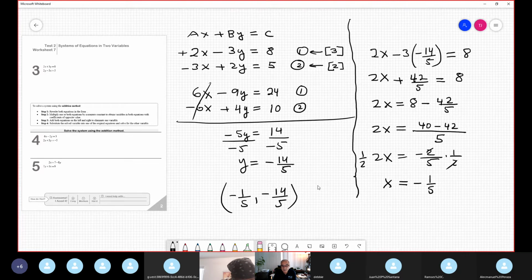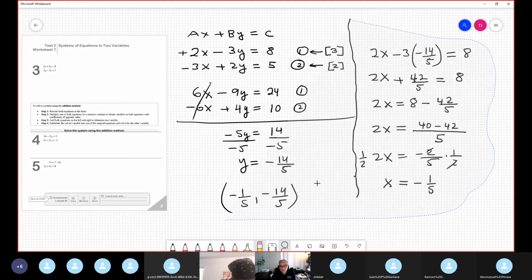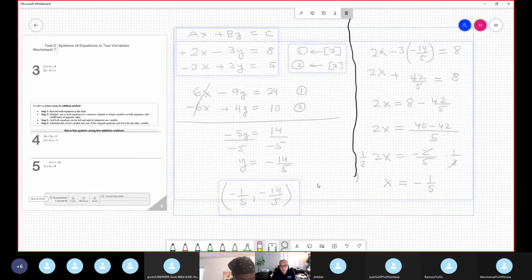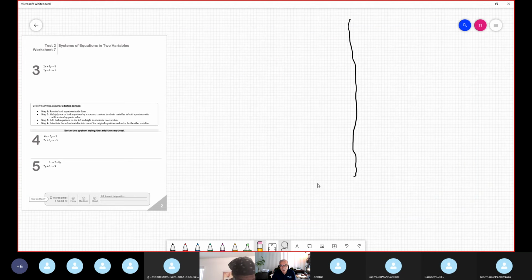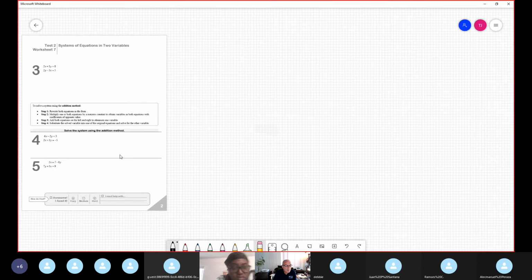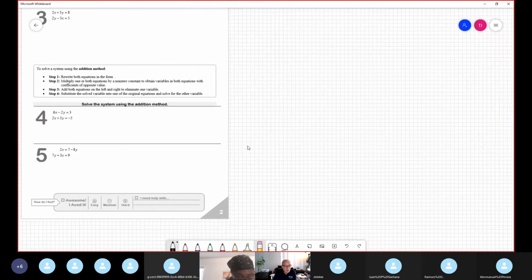Elimination, in my opinion, is the most important method. Elimination. Boom. Okay, let's move on to the next number. What number is next? The next is 4. Is it already organized?